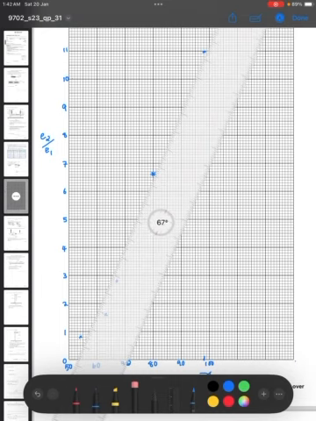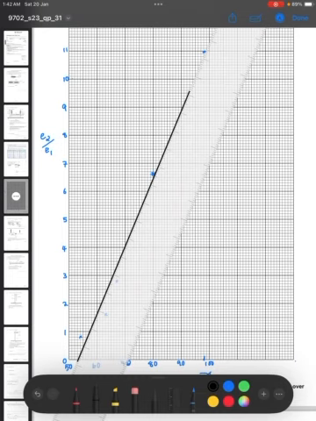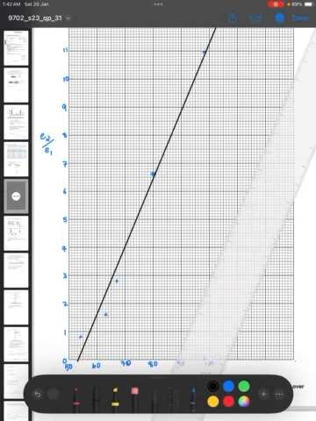Maybe I can twist it a little bit like this, but I think once it's like this, it's a better line of best fit. It is fitting as best as it can. So then we draw our line of best fit. Okay, so I have drawn my line of best fit. I think it is fitting nice and perfect.